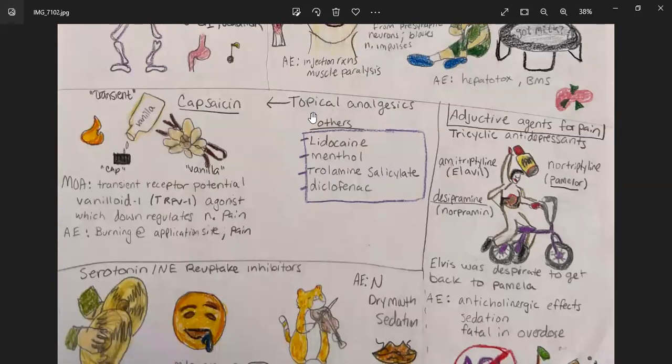Okay, talking about some topical analgesics. So here we have capsaicin. So I have a cap full of vanilla because this is a transient receptor potential vanilloid 1 or TRPV1 agonist, which downregulates nerve pain. So a cap full of vanilla for this vanilloid thing and capsaicin. And adverse effects are burning at the application site and then pain. And then just some other topical analgesics I didn't feel like drawing are lidocaine, menthol, trolamine salicylate, and diclofenac.